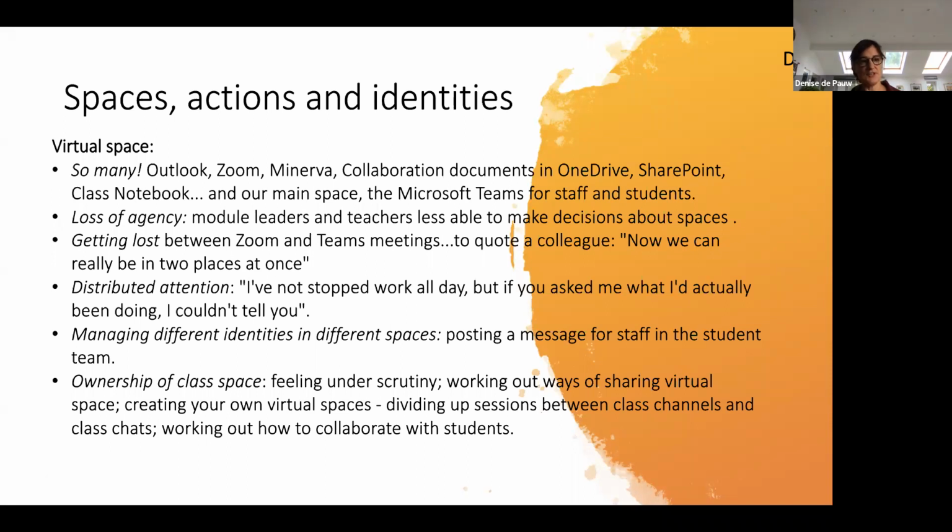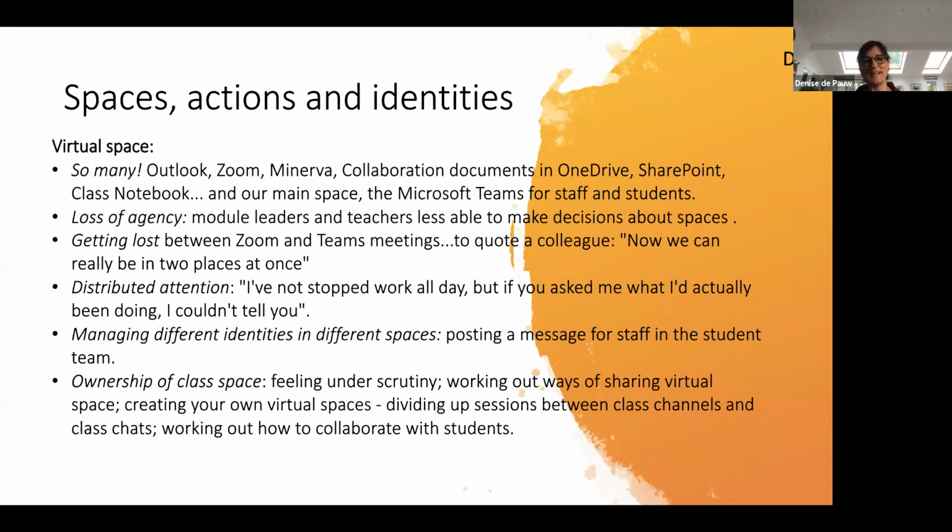And in regard to virtual spaces, we had so many. Our main teaching space was Microsoft Teams, but even with that, we had 2 virtual spaces that we were managing. One for the staff and one for students, and we were forever flitting between the 2. But there were many others as well. Unfortunately, because of the rapid decision to move online, there was very little opportunity for us as module leaders to make decisions about those spaces. We just went with what we were told initially, and teachers had to adapt immediately. They had very little, in fact, no say, to be honest with you.